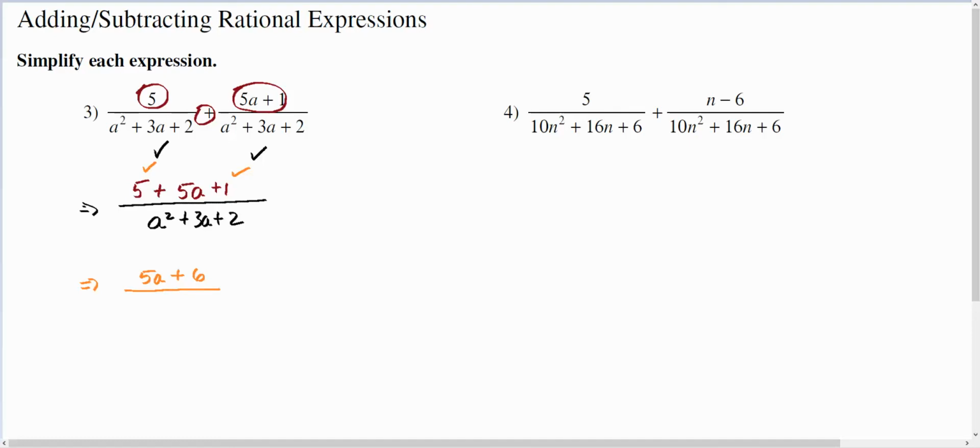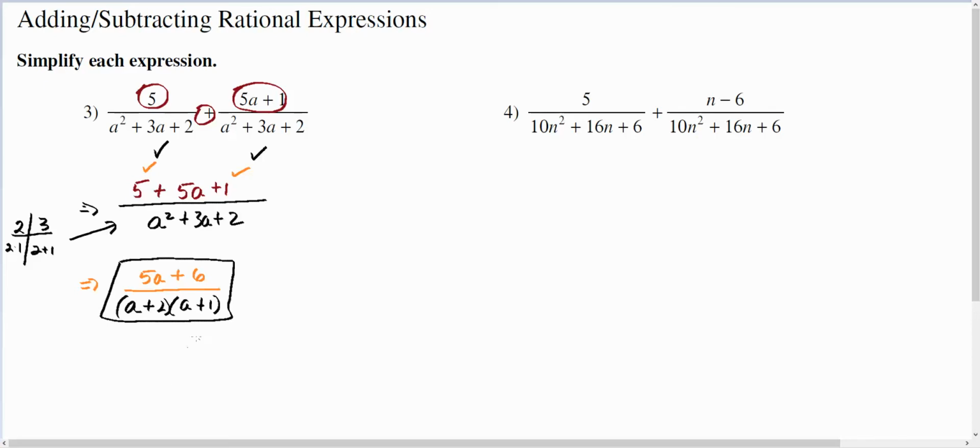Now the denominator, it looks like it's possible to factor it. All right, we need 2 numbers since it's case 1. It's a trinomial case 1. We need 2 numbers that multiply to 2 and add up to 3. So that's going to be 2 times 1, 2 plus 1. So in case 1, that would be a plus 2, a plus 1.